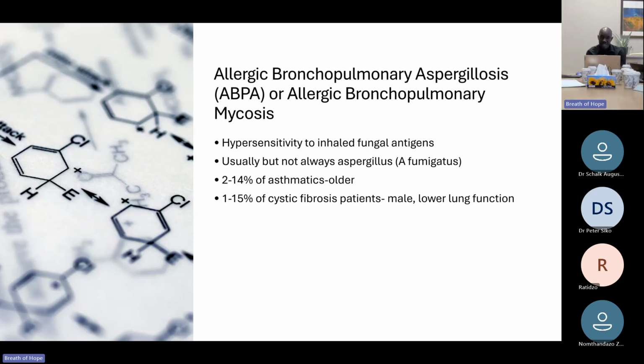Let's have a look at allergic bronchopulmonary aspergillosis, or allergic bronchopulmonary mycosis. This is really quite a common disorder that we see quite often in the context of pulmonology. One aspect is the pathophysiology. It involves hypersensitivity to inhaled fungal antigens. Normally you don't have the aspergillus itself, but just the inhalation of fungal antigens that are involved. Usually, but not always, it's aspergillus, but it could be any other fungus. Two to 14% of older asthmatic patients will have it, and 1 to 15% of cystic fibrosis patients, and of course males with lower lung function.